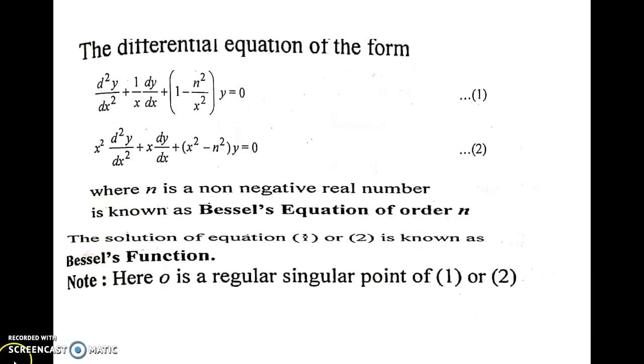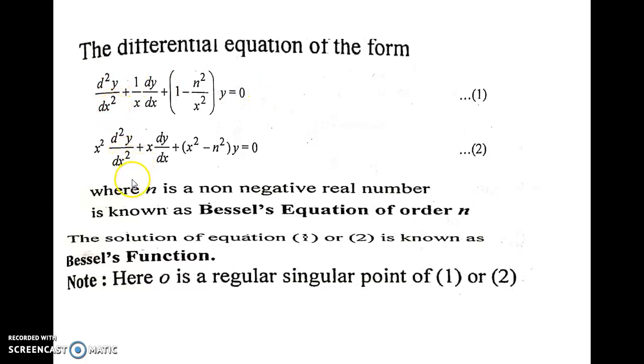Now the differential equation of the form d2y by dx square plus 1 by x dy by dx plus (1 minus n square upon x square) y is equal to 0. This is our Bessel's differential equation. When we multiply it with x square, it becomes x square d2y by dx square plus x dy by dx plus (x square minus n square) y is equal to 0, where n is any non-negative real number. Keep in mind, n is a non-negative real number. It is known as Bessel's equation of order n.